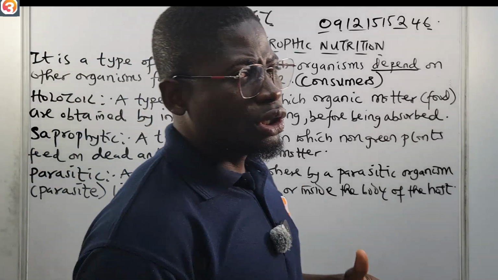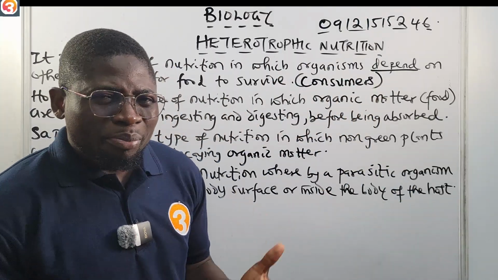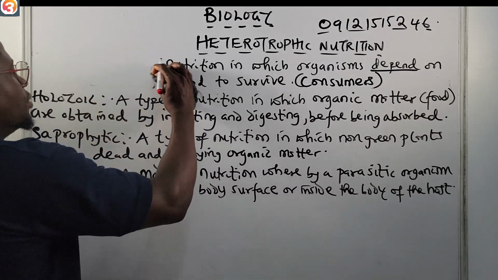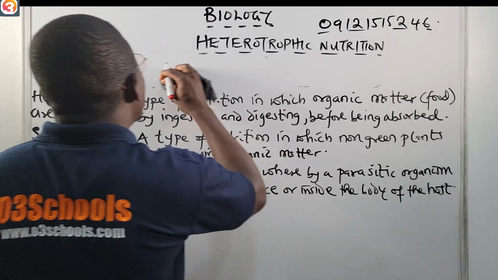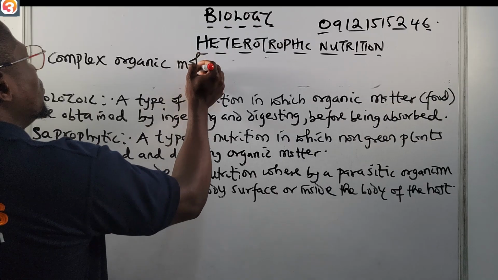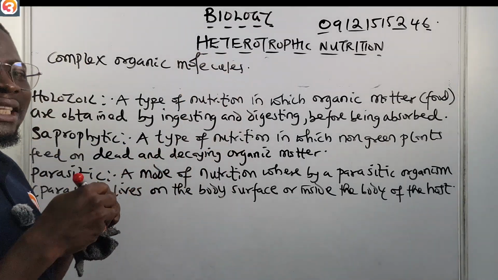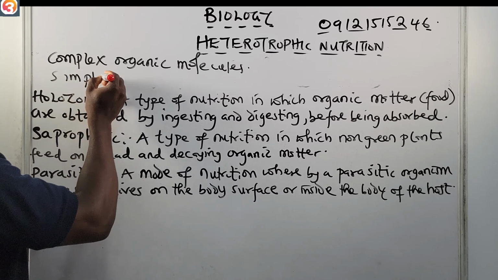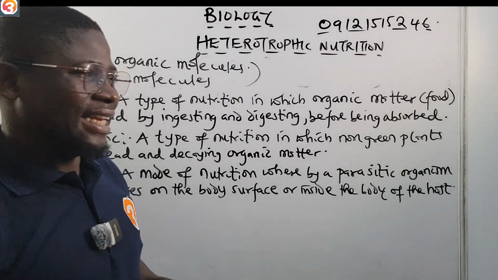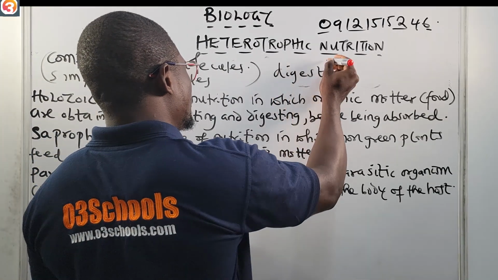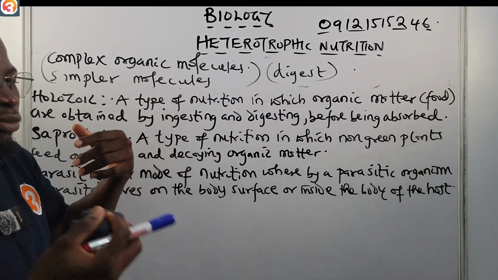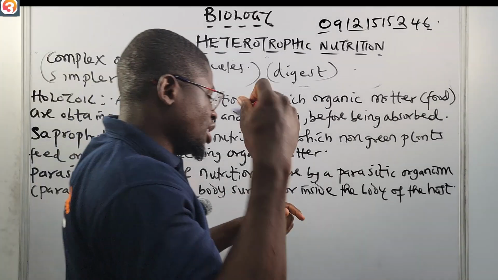Holozoic. In Holozoic nutrition, organisms take in complex organic molecules, and then they break them down into simpler molecules. They digest those molecules. The first stage, taking in complex organic molecules, I will call ingestion.